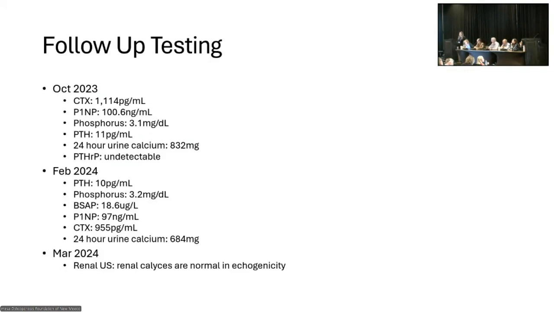And so in February of 24, we repeated the labs. We're just thinking maybe it'll change, because the definition of insanity is doing the same thing over and over and expecting different results. And he still has low PTH, still normophosphatemic, bone-specific alkaline phosphatase is still fine. P1NP and CTX are arguably a little lower than before, but still high. And his 24-hour urine calcium remains high.